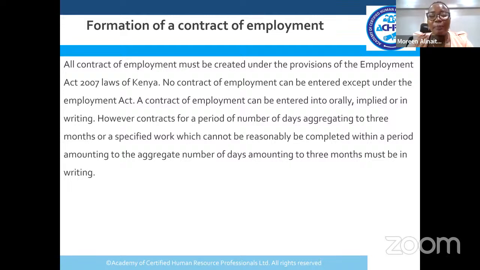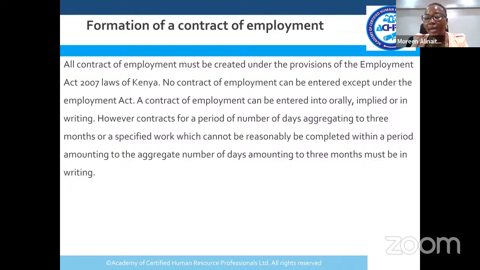However, contracts for a period of number of days aggregating to 3 months, or a specific work which cannot be reasonably completed within a period amounting to an aggregate number of days amounting to 3 months, must be in writing. So this one was put there to protect the employees from this, what we were discussing before about casual laborers who are now converted into employees.